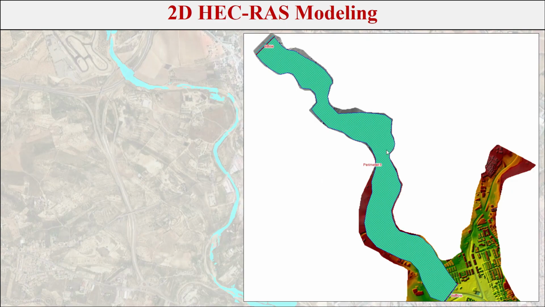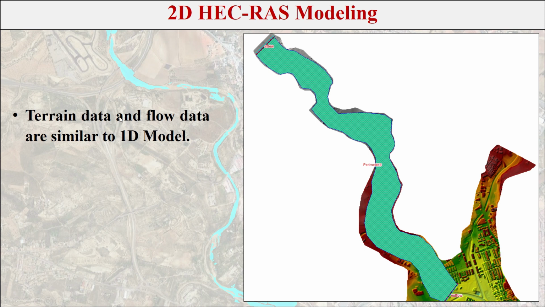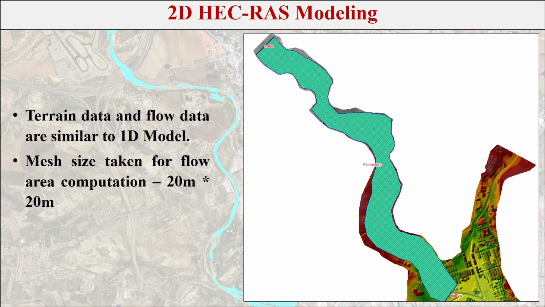Now this is the 2D HEC-RAS model, where terrain data and flow data like the hydrograph, terrain size of 2 meter by 2 meter, and Manning's coefficient are all similar to the one-dimensional model. For flow computation, a 20 meter by 20 meter mesh size is taken, and we divide the whole flow area into a large number of cells. The total number of cells in the flow area is 5080, and we give the inflow and outflow boundary conditions. After this we run the model and the results were analyzed.